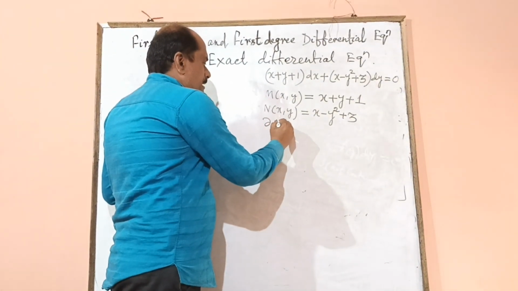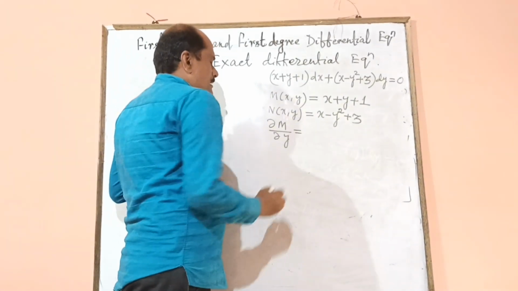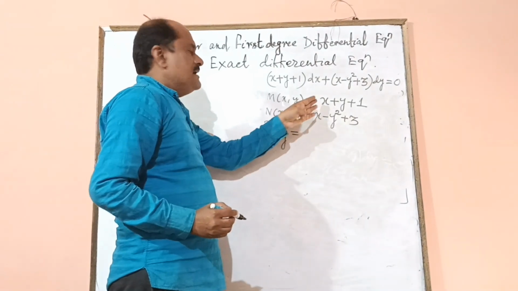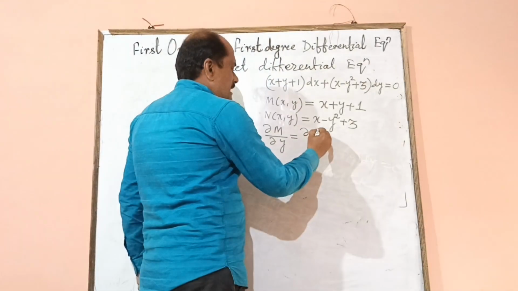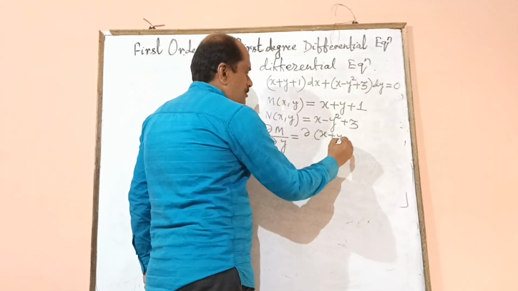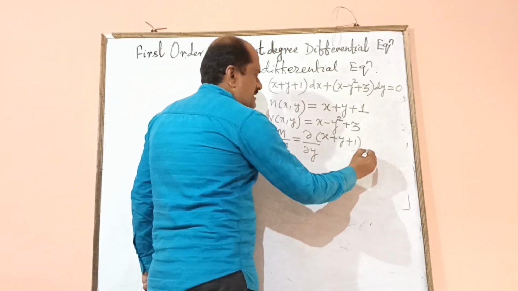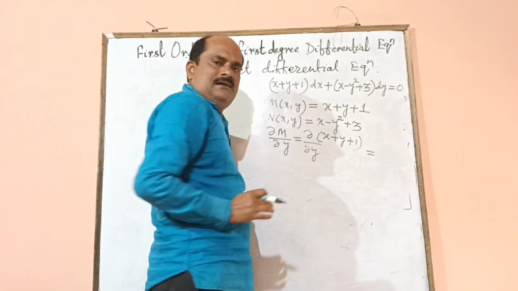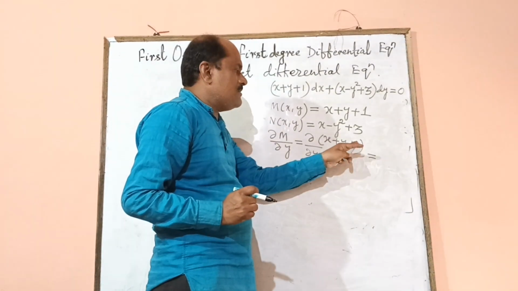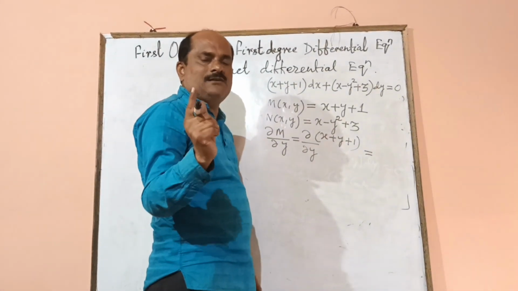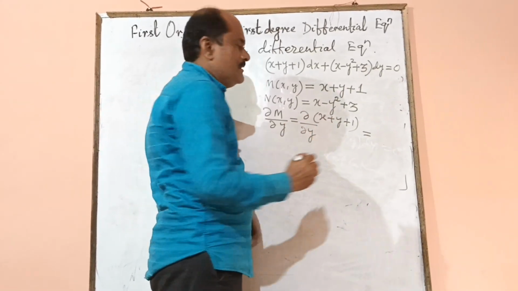Partial derivative of M with respect to y is equal to, here x is treated as constant, so the partial derivative of x plus y plus 1 with respect to y. Since x is constant, the derivative of x with respect to y is 0. 1 is constant, the derivative of 1 is also 0. The derivative of y with respect to y is 1.